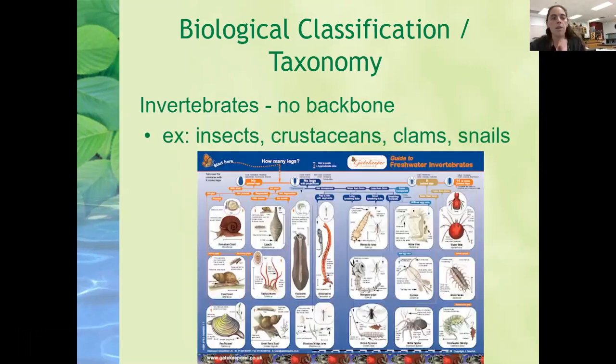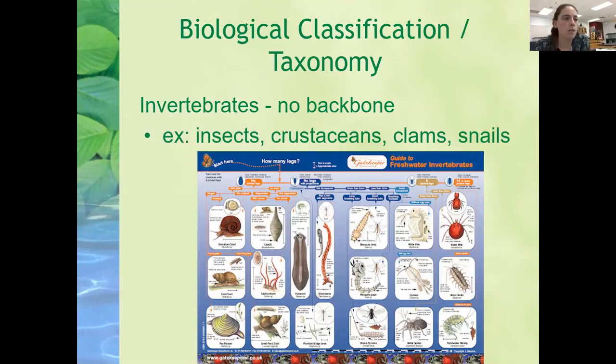Two primary characteristics that we have for grouping animals are whether or not they have a backbone or a spine. So here we have the invertebrates. Anything that's an invertebrate does not have a backbone. And this will include things like insects and crustaceans such as crayfish, little clams, snails, worms, would all count as an invertebrate.